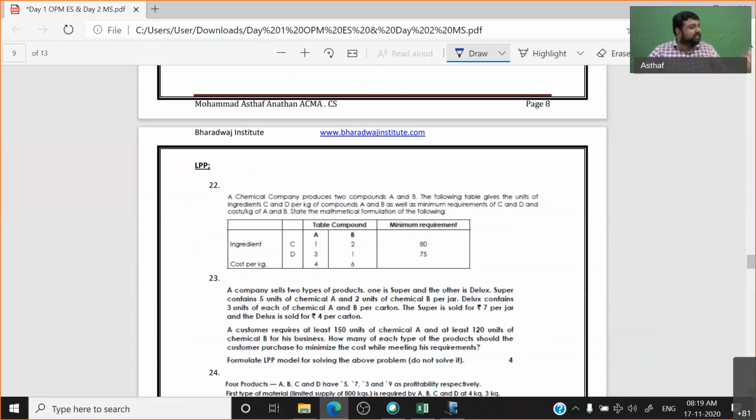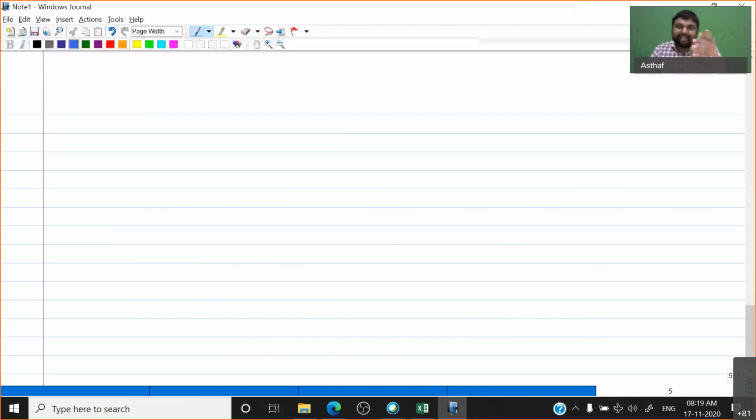So LPP is one of the easy areas. Maybe some of you already studied it in 12th if you are in the CBSE syllabus. It will have mainly 4 parts. The first one is the assumption.